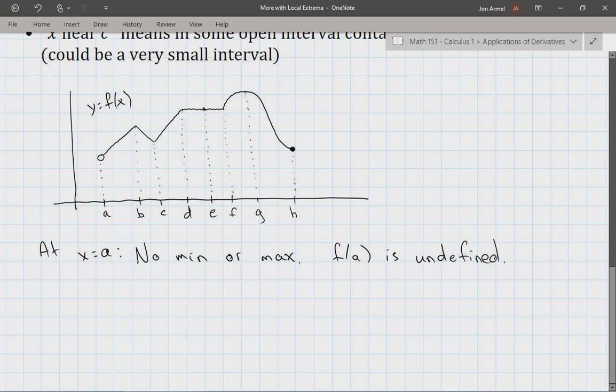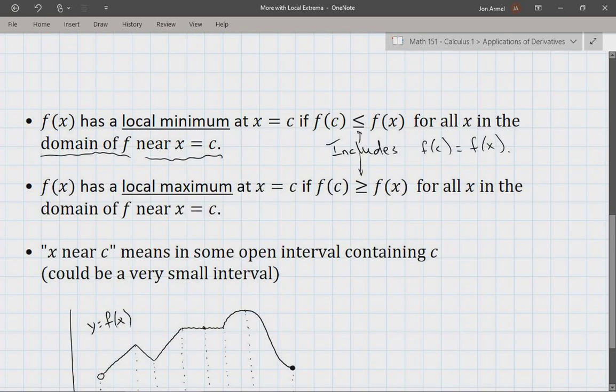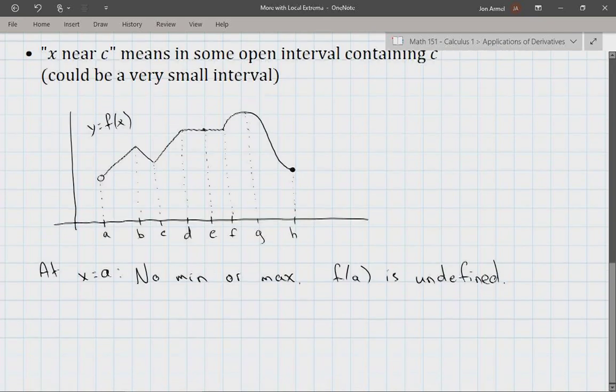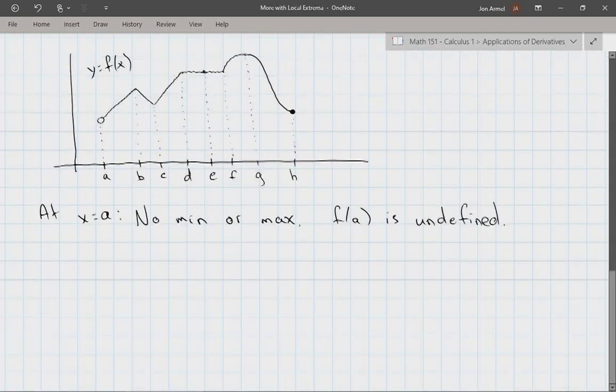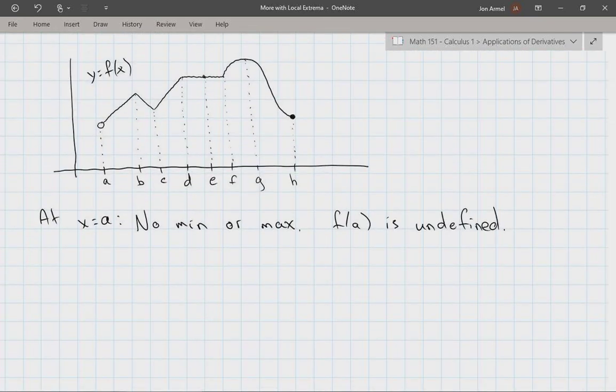So we cannot possibly satisfy this definition where f of c is less than or equal to f of x, because the f of c part is undefined. So that inequality cannot possibly be true. Okay, cool. So yeah, a little weird, which means that you could have a function that doesn't have any local mins or maxes, even on an open interval. It doesn't have to happen.